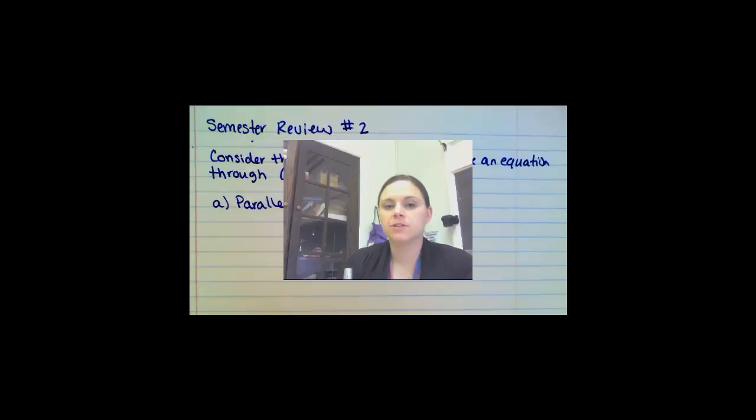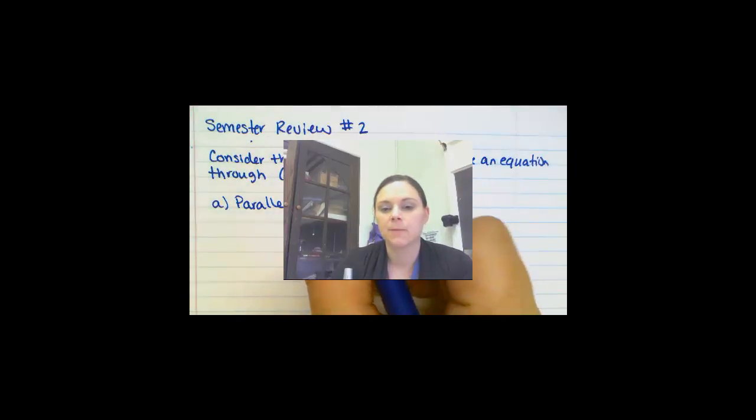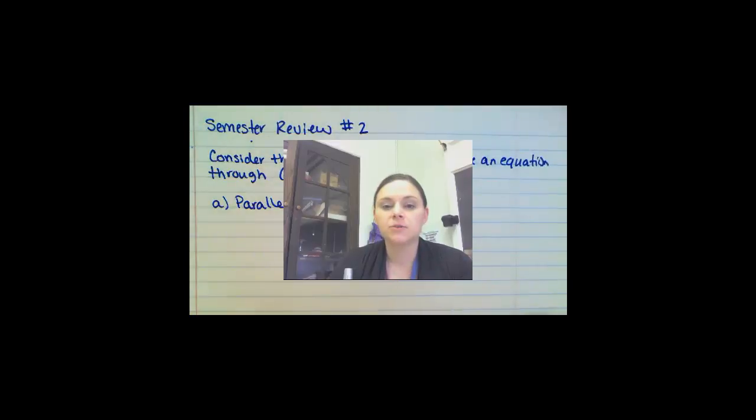Hi, I'm going to help you guys with number 2 on the semester review. It says consider the line 3x minus 9y equals 14. Write an equation through the point (2, negative 5). And then for part A, we want it to be parallel to the line. And it's referring to this line that we started with up here, 3x minus 9y equals 14.